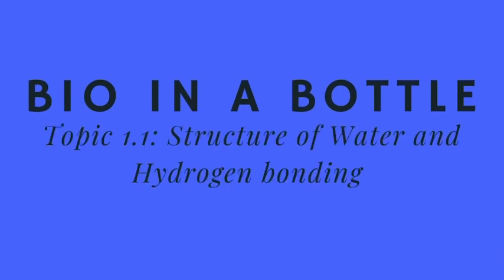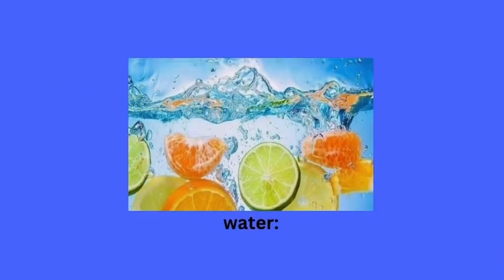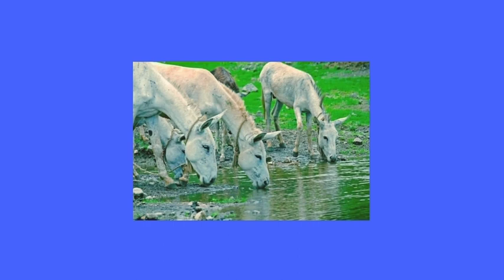The AP Biology course begins with topic 1.1, the structure of water and hydrogen bonding. Water is arguably the most important molecule for the existence of life. Life is completely dependent on water. Without water, we wouldn't exist. However, what about water is so unique compared to other molecules? And how does the structure influence its properties?